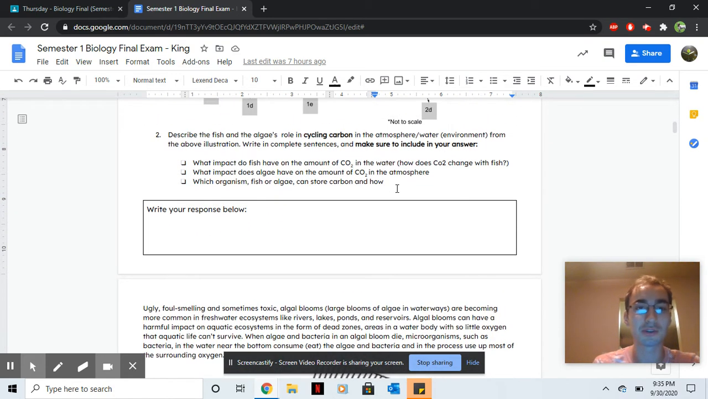Cool, next, describe the fish and algae's role in carbon cycling in the atmosphere from the illustration above. Write in complete sentences and make sure to include in your answer these three things. You need to talk about how fish impact the amount of CO2 in the water. So how does CO2 change with fish? What impact does algae have on the amount of CO2 in the atmosphere? And then which organism, fish or algae, can store carbon and how?